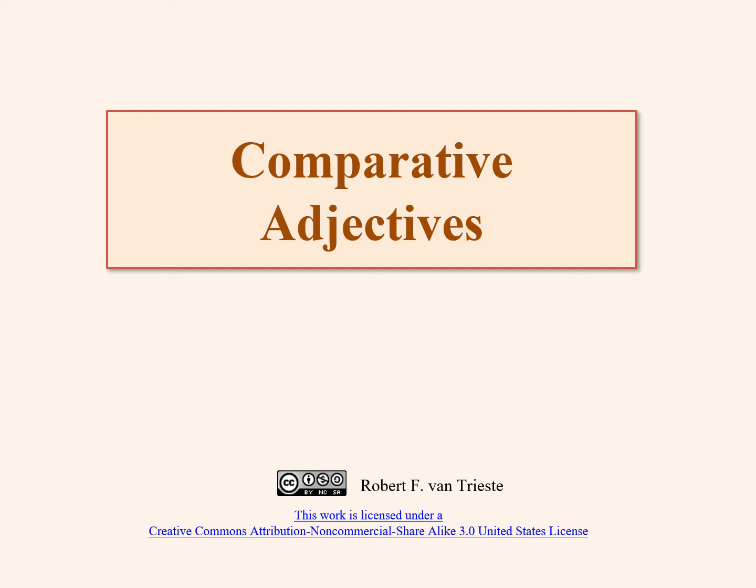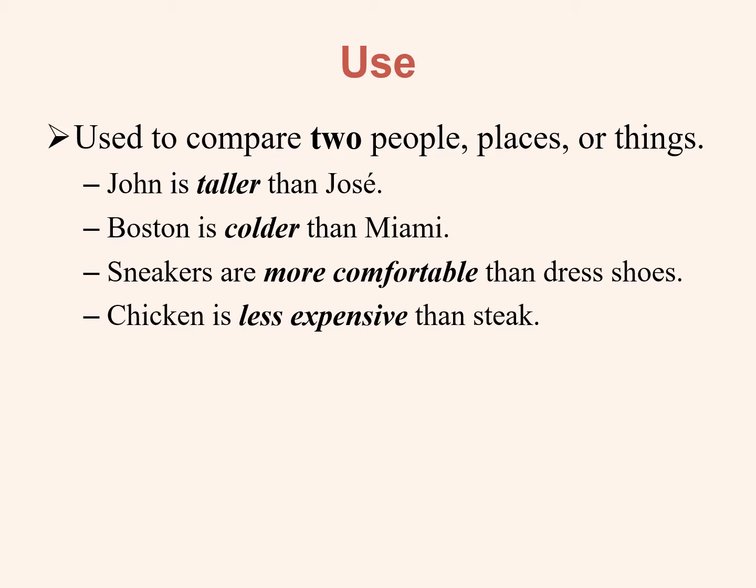Comparative adjectives. The comparative form of adjective is used to compare two people, two places, or two things.